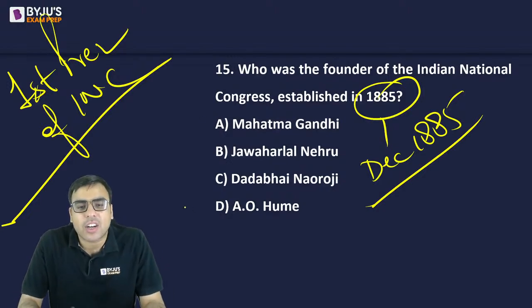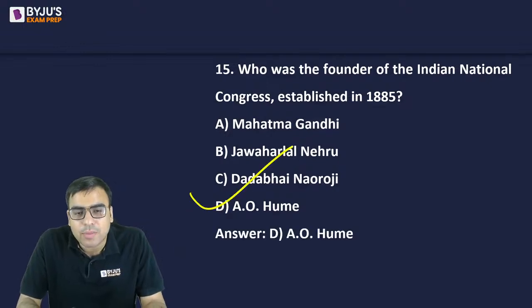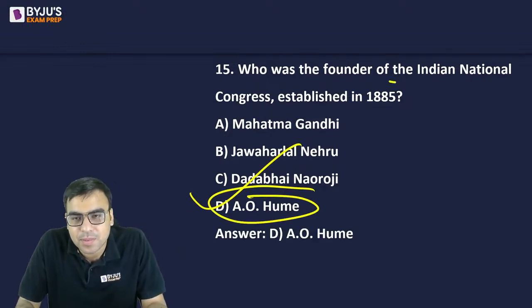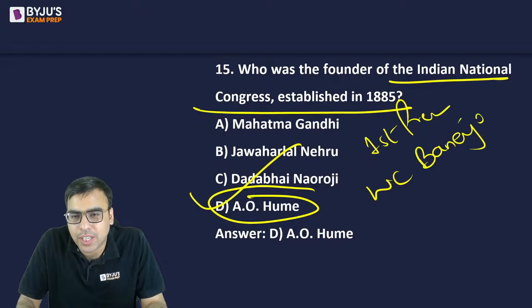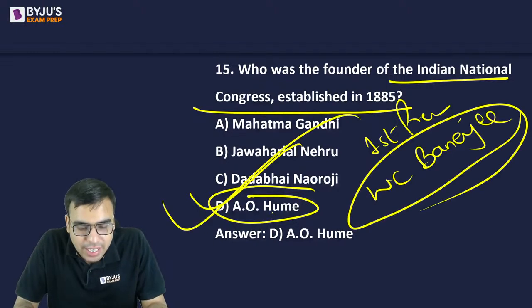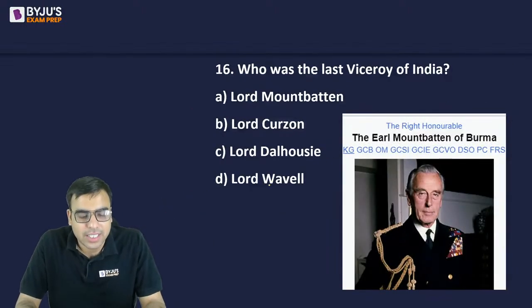Founder of the Indian National Congress is A. O. Hume, Allan Octavian Hume. D is the right answer to this question. And the first president was W.C. Banerjee. That is what you should know, because here D is the right answer. Now, the next one. Yes, Shivani Mishra, you were right.